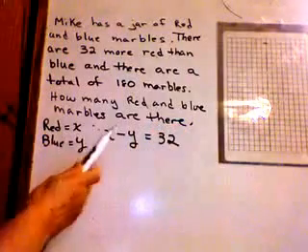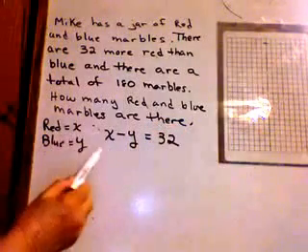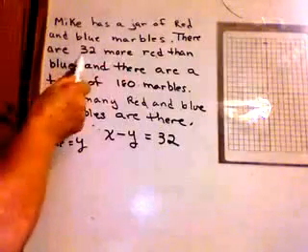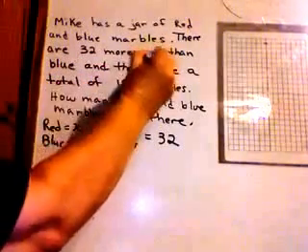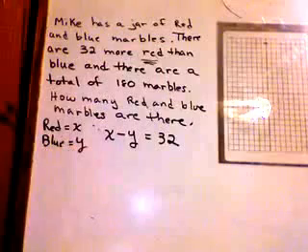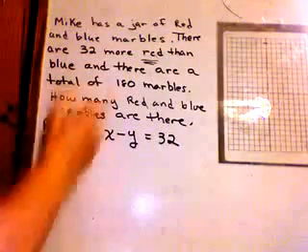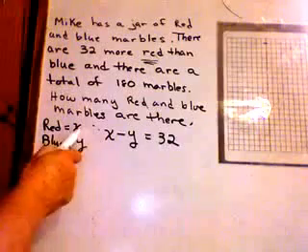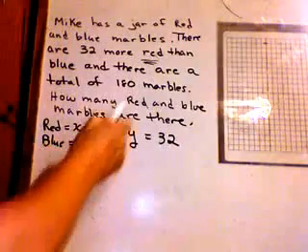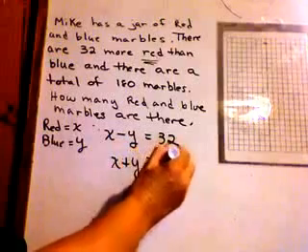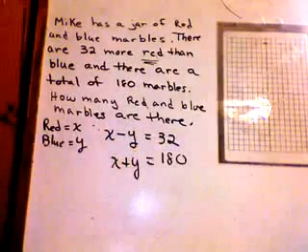Now, what's important here is you need to make sure you put the bigger number first. And there are 32 more red, so I know red has more. So that's why I put the x first. So read the problem carefully. There are a total of 180 marbles. So the red plus the blue is 180.